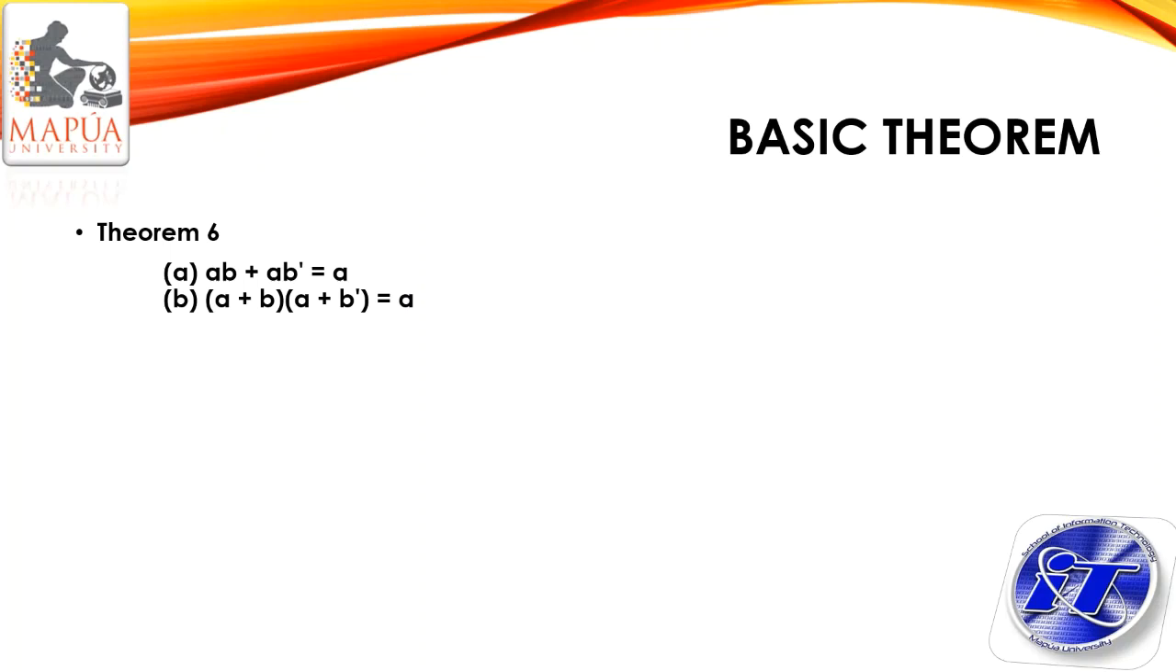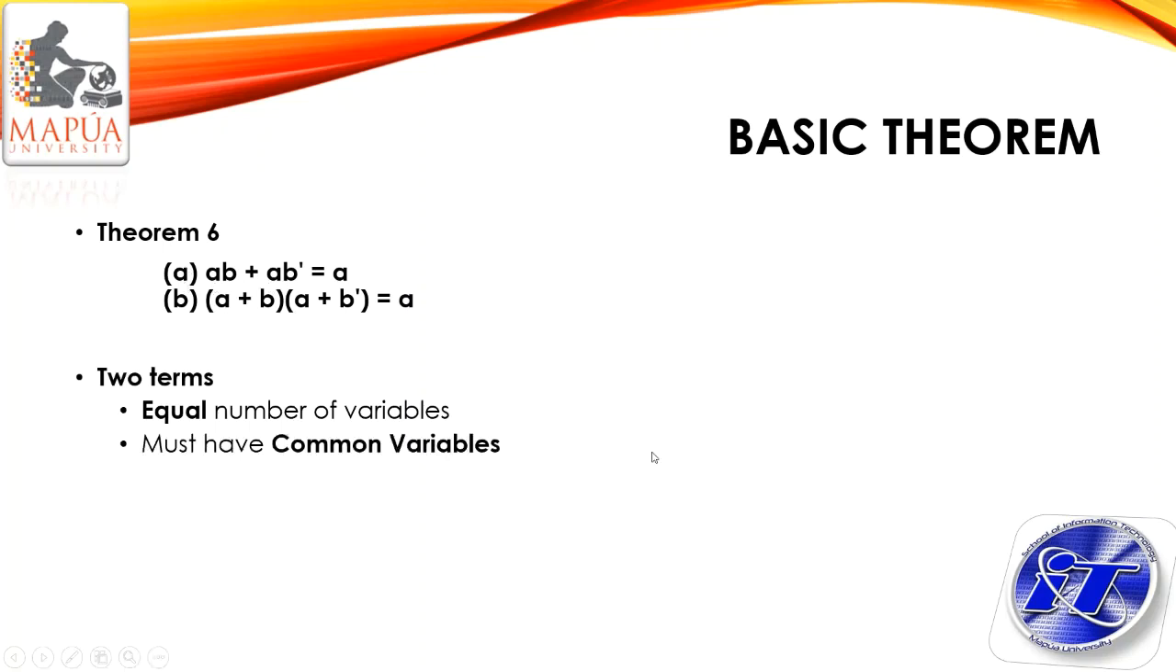So when to use theorem number 6? If we are dealing with two terms, and these two terms have the same number of variables, like in the first form, we have two variables, and we have a common variable. So we have common variable A, and we should have complemented variables B and B not. When we have this, the simplified version of the equation is equivalent to the common variable, which is A.